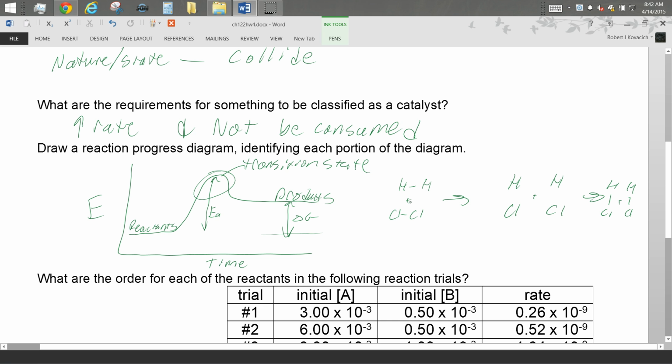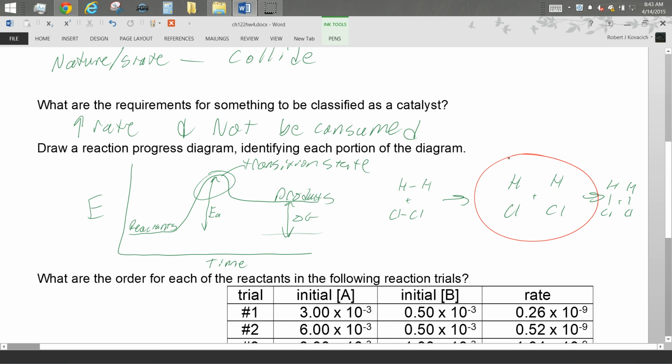So we had an example of a reaction in the notes where there was hydrogen gas and chlorine gas. And they were going to come together to form hydrochloric acid. And the first thing that needs to happen is the hydrogens need to let go and the chlorines need to let go of each other. And so for a short period of time, I'm in this situation right here.